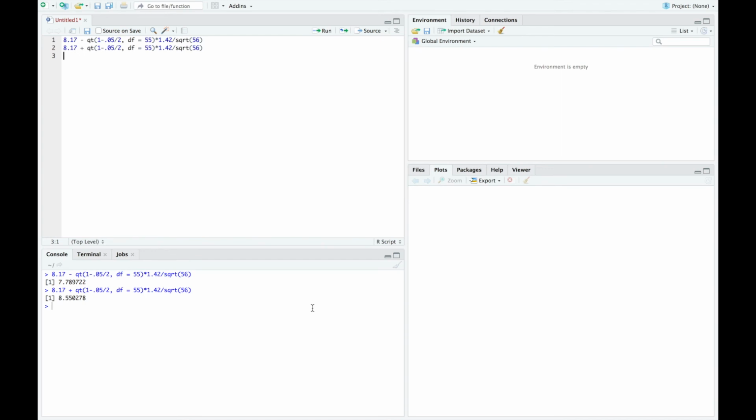This method of using RStudio is going to be used whenever we are given our population mean or population standard deviation, but we might just be given a set of values that we actually have to find the mean and standard deviation for. And in that case, it's actually a little bit easier to use RStudio.